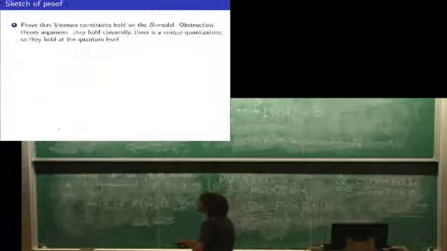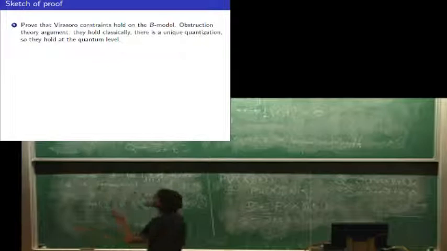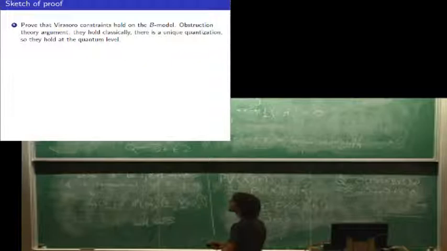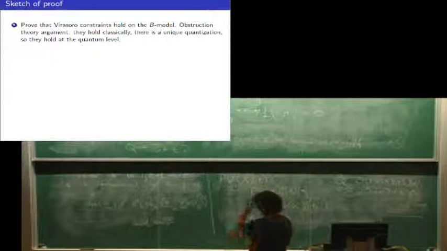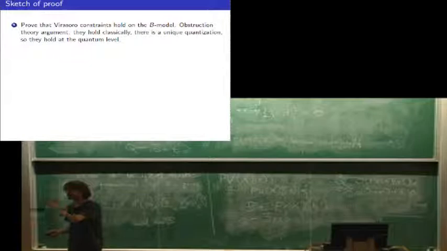So the first thing we do is, well, Okounkov and Pandharipande calculated the Gromov-Witten invariants of an elliptic curve. And the key step was to prove the Virasoro constraints. So we also proved the Virasoro constraints hold in our context. And we do this by obstruction theory, which is, well, classically, we have a formula for everything. It's kind of obvious they hold. We know there's unique quantization. Because the quantization is unique, any symmetry of the classical theory extends to a symmetry of the quantum theory. Therefore, they hold at the quantum level.